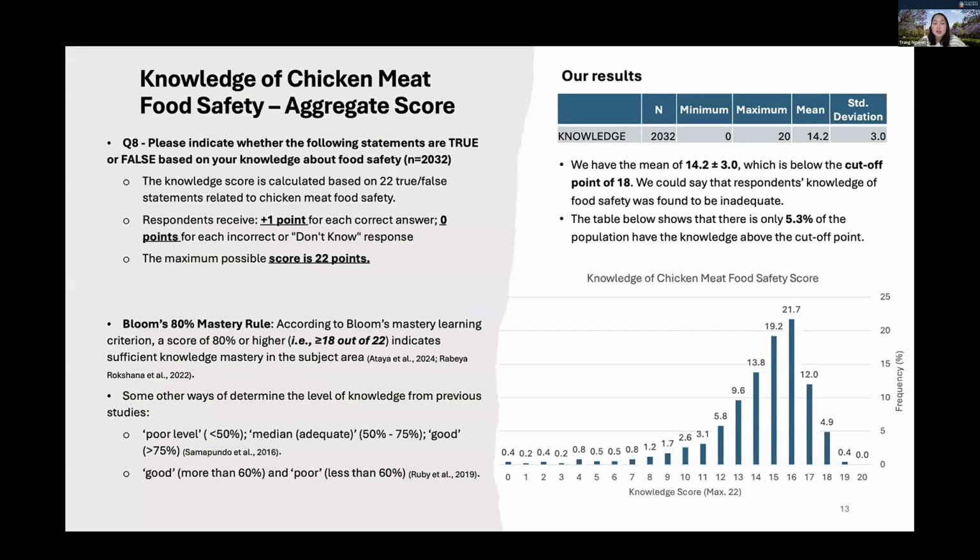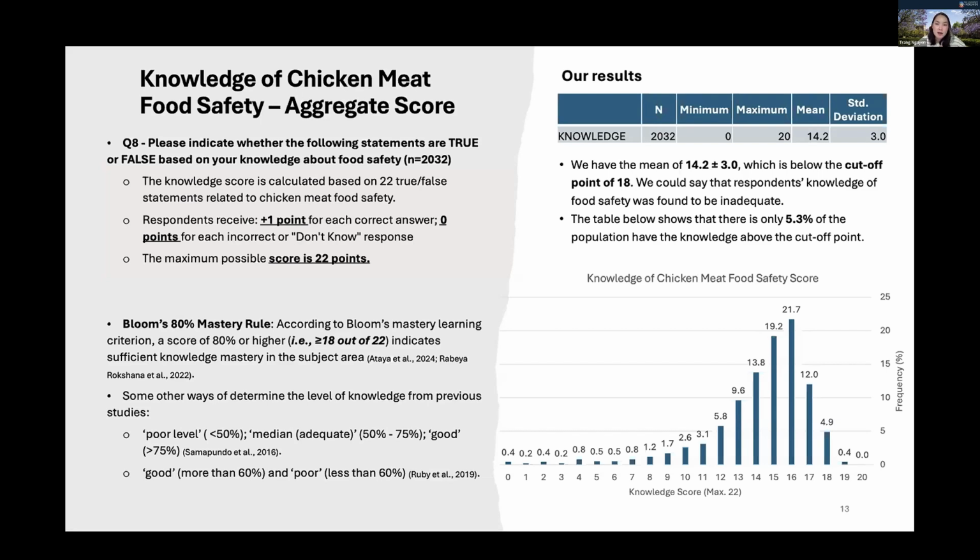And then in the literature we see that we could have different ways to categorize the level of knowledge in our sample. One of the ways is Bloom's 80% mastery rule. So according to Bloom's mastery learning criteria, a score of 80% or higher, in our case 18 points out of 22 points, indicates sufficient knowledge mastery in the subject area. There are some other ways to do it, and some people would cut off at 60% or 75% for good knowledge.